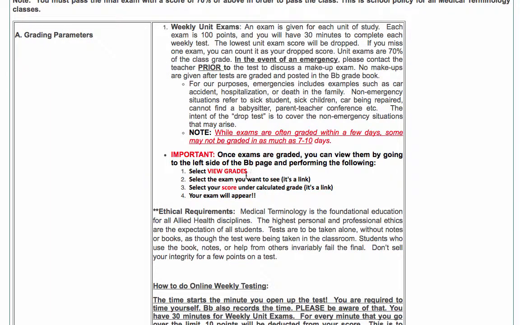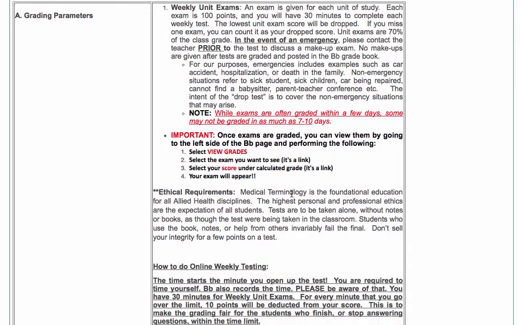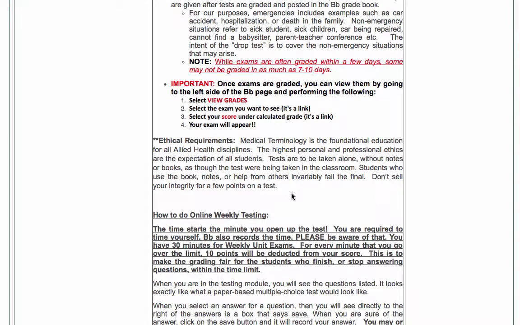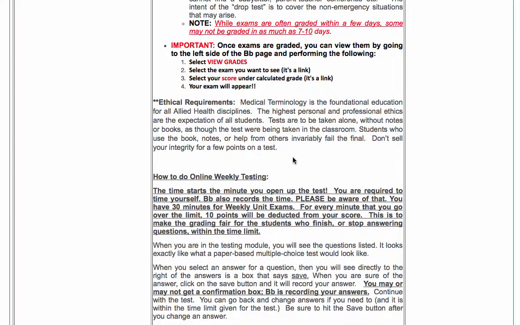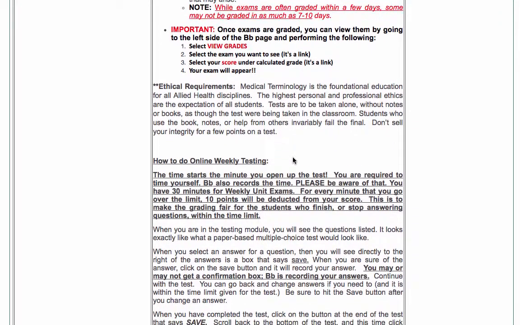There's 4 steps to that. You go to View Grades, select the exam and the score, and you will see your exam. You will want to study those for the final. Okay, well, taking the class online, there are some ethical requirements. So be honest with yourself, because the final is a written proctored exam, and you will have to be honest with yourself to do well on it.